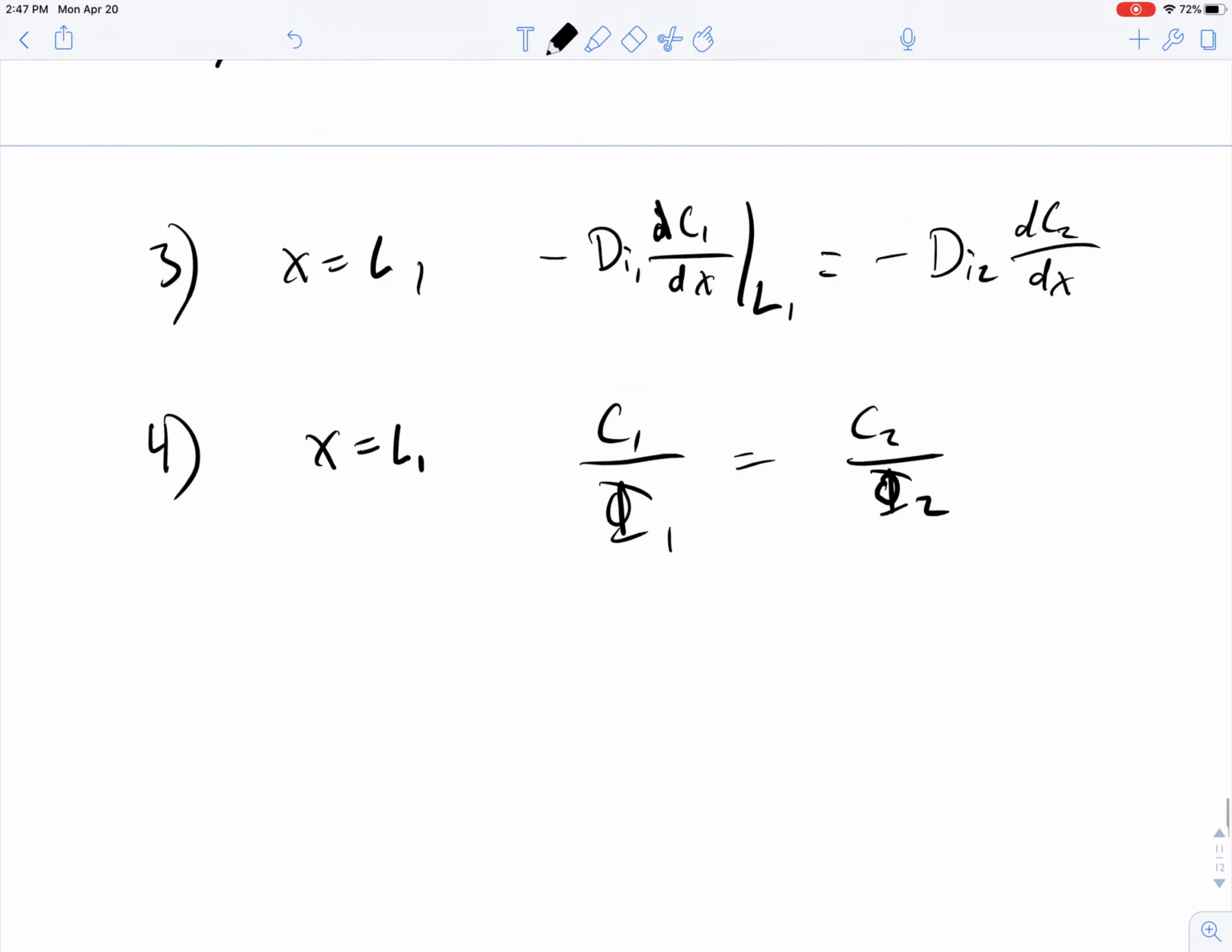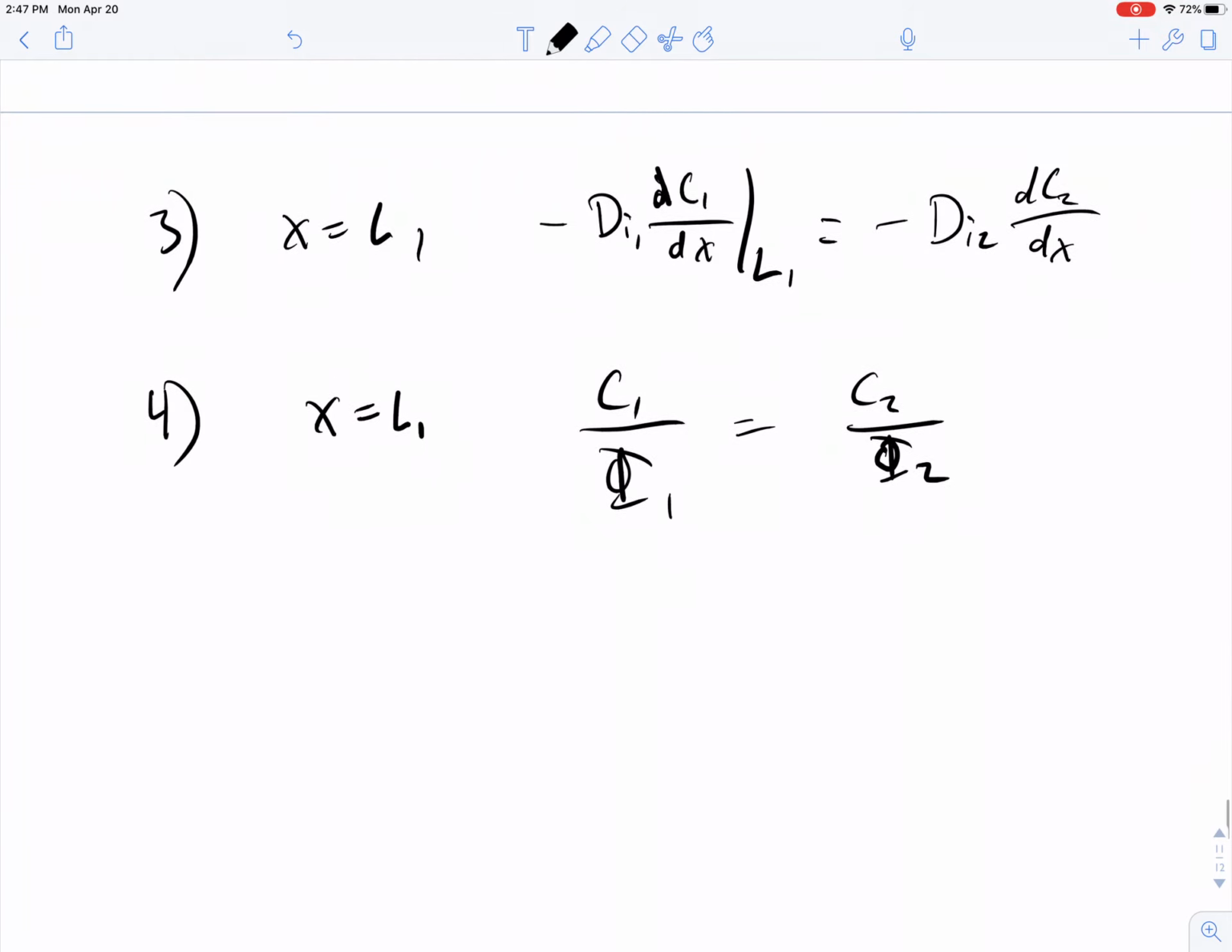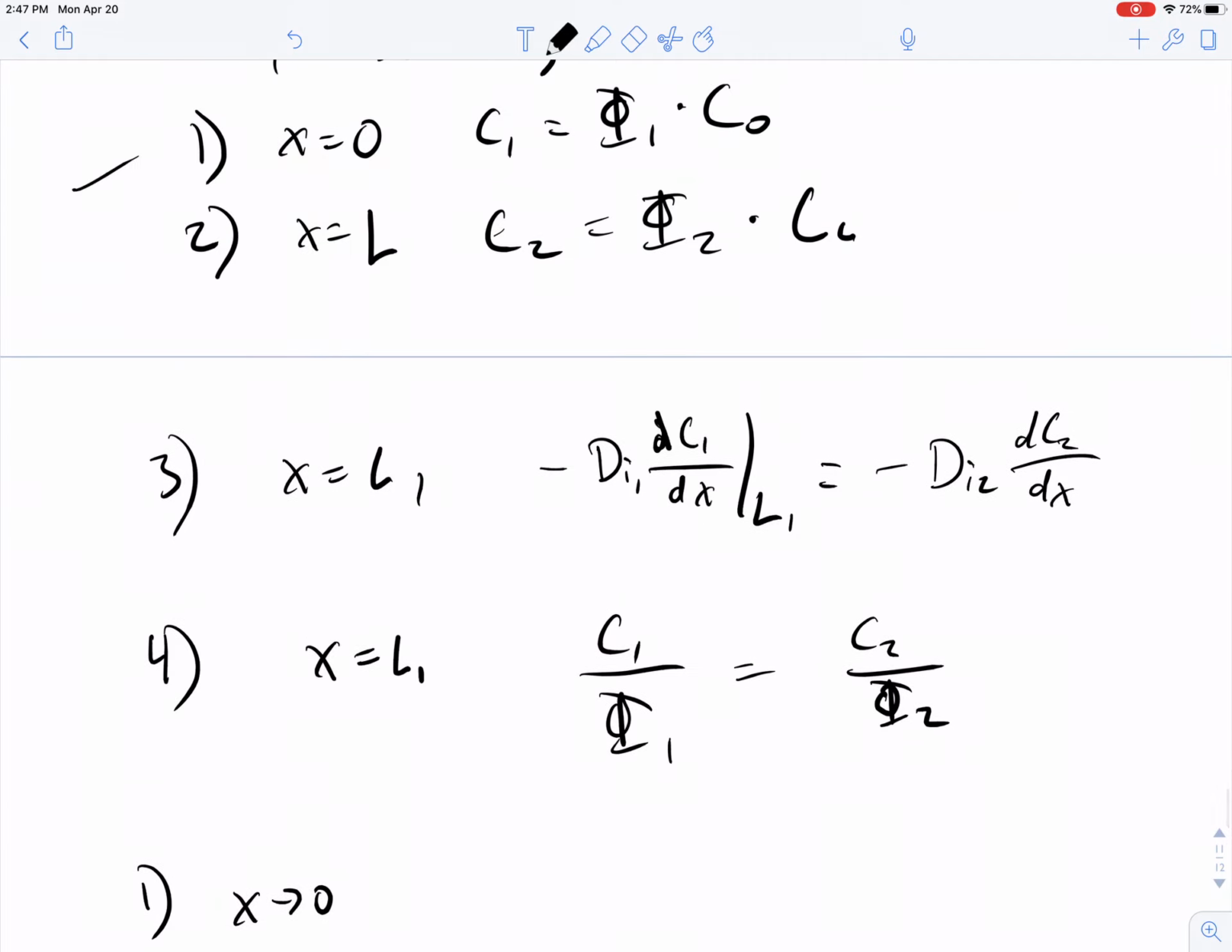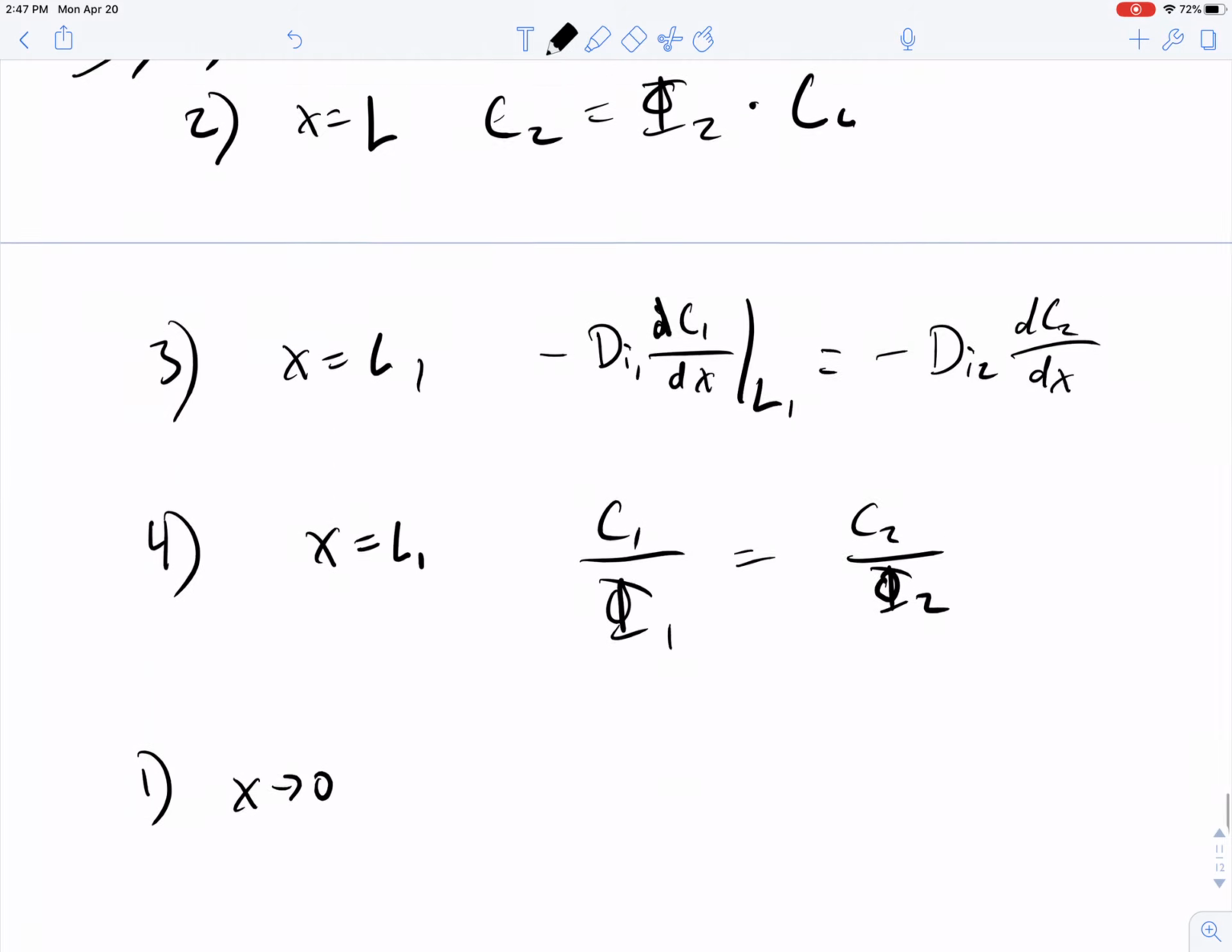Okay, so we can just start to march through and do successive substitution to solve this. I like to start by making my x equal to 0. Okay, so we can use boundary condition 1 to solve for the first step of this.